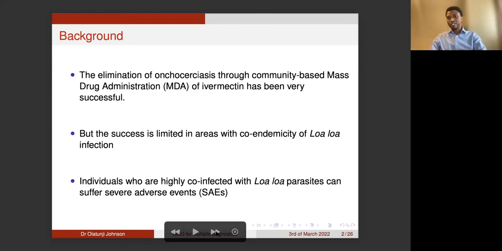Everybody's now familiar with ivermectin. That's what they do. They distribute ivermectin tablets to everyone. So in 1991, precisely, they just go to a village or a place, they administer the drug, and people just swallow the tablets. They found out that people that are co-infected with Loa loa infection suffer serious adverse events from taking the tablet. So when they discovered this, they started investigating it further.